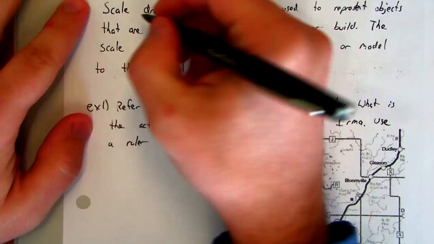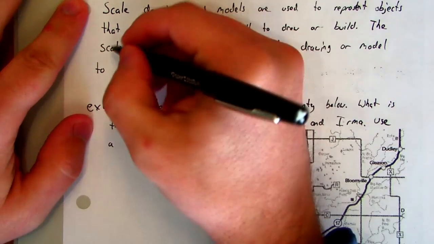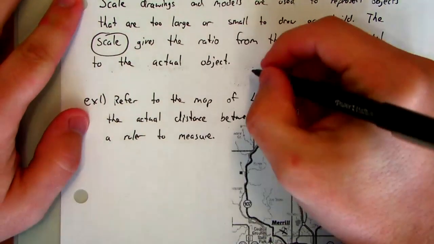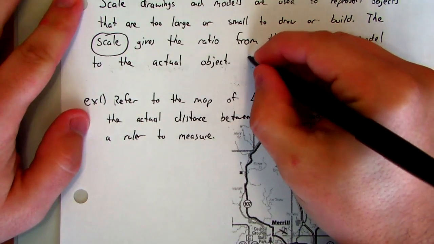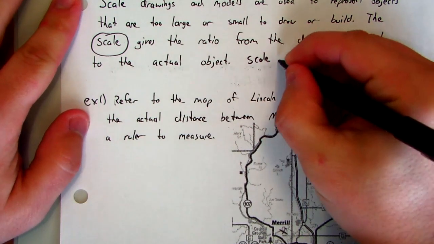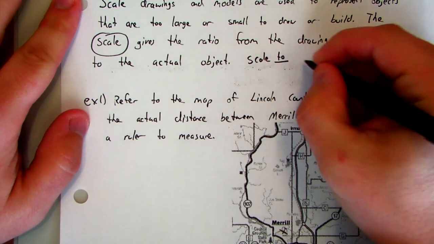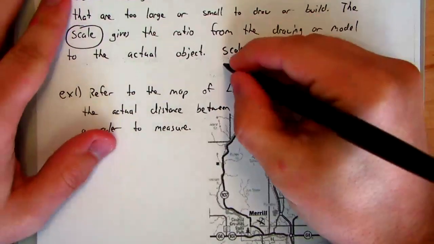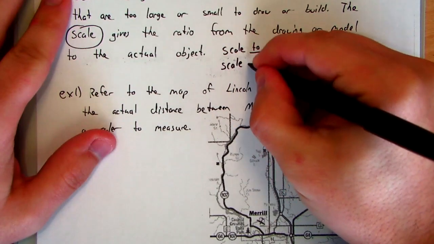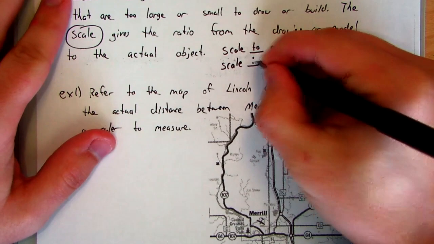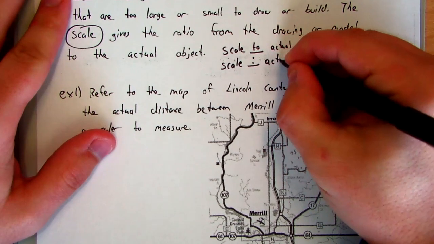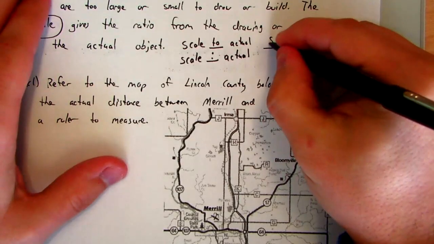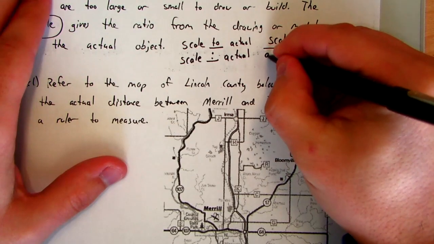Now, when we are dealing with scale, generally what we see is scale, and then we see the word "to," or we can do scale and see a colon, or what we could do is actually see scale as a fraction.